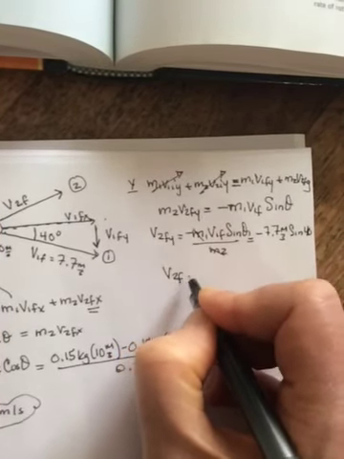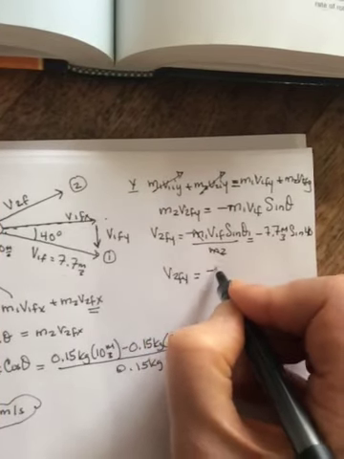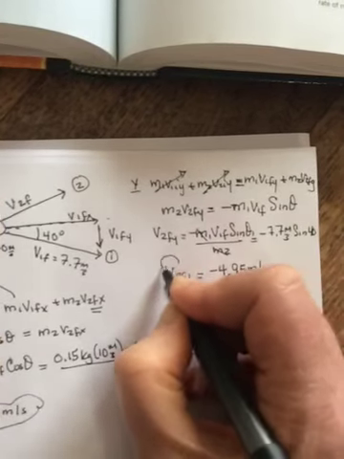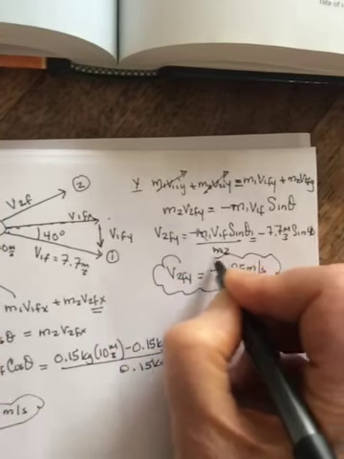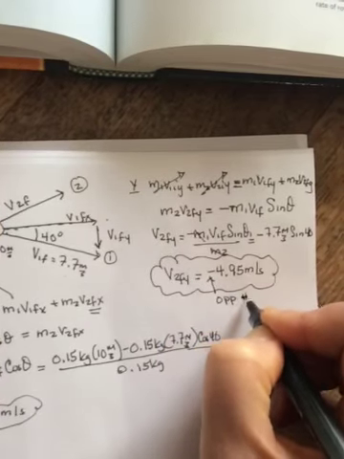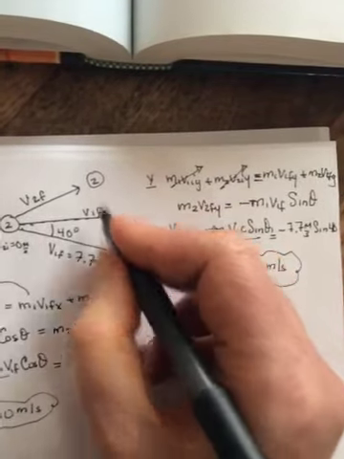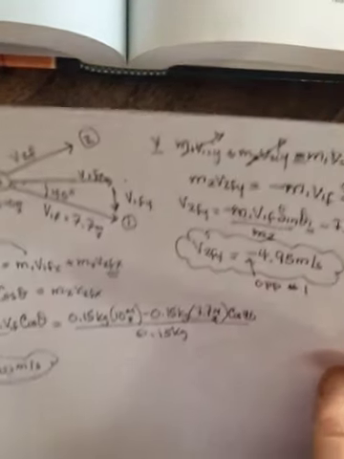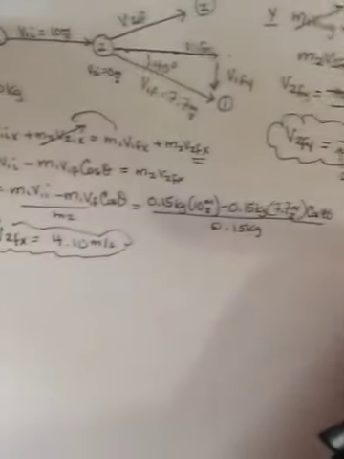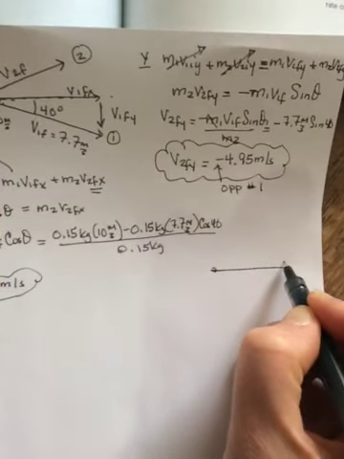So v2 final y will be equal to negative 4.95 meters per second, where the negative just means opposite number 1. So number 1 was going clockwise, downward. This one then is going to be going up. So now that you have your v1x and your v2x and your v2y, you're just going to draw them.